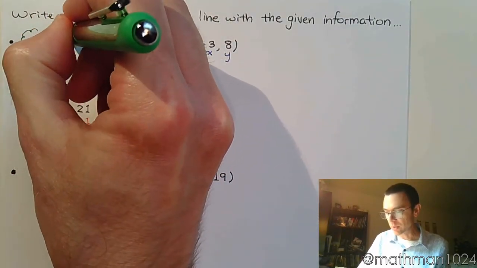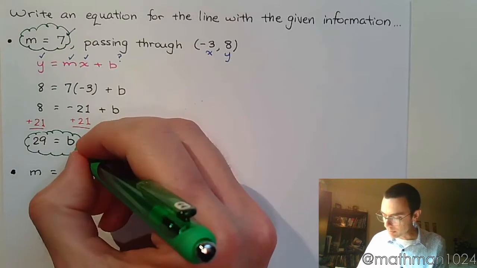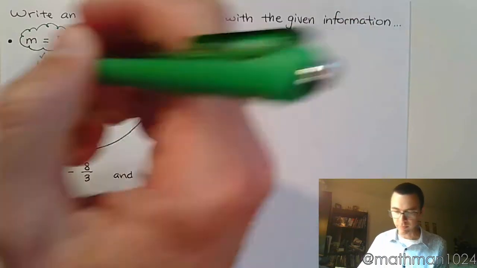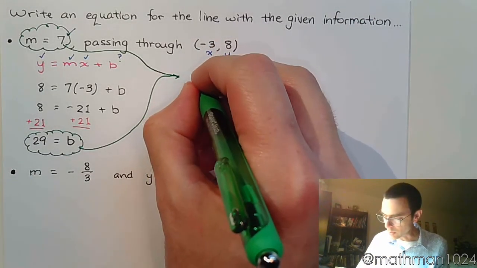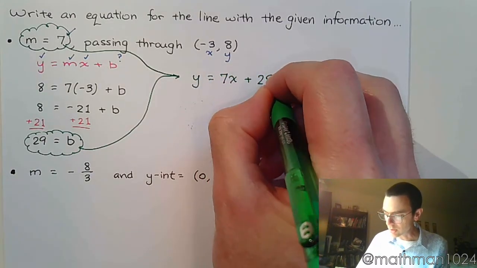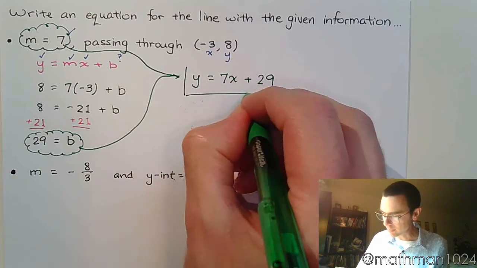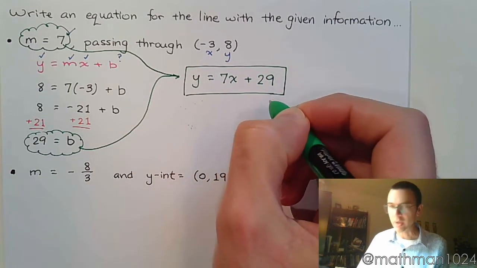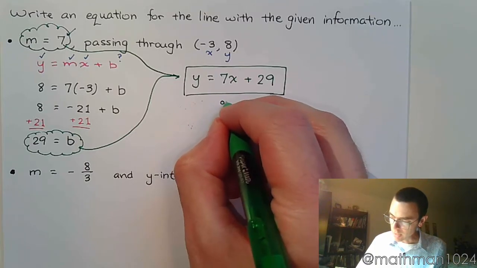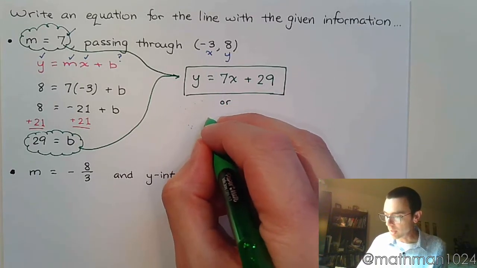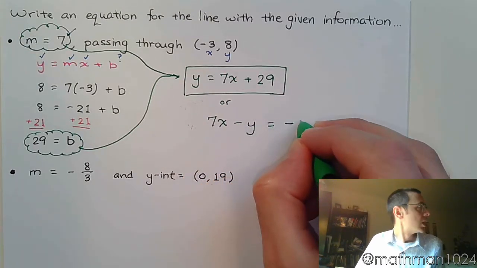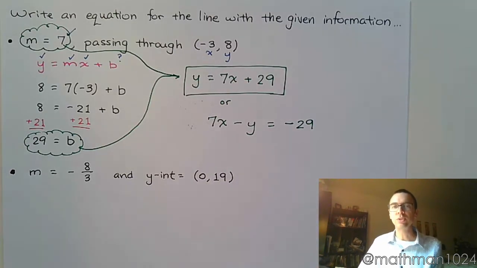M equals 7, which is the piece that you were given at the very beginning, combined with this b value, leads to the equation y is equal to 7x plus 29. Okay? And so that would be the equation in slope-intercept form. Now you can do some manipulating and rearrange some terms, and you want to put this in standard form. That would be 7x minus y is equal to negative 29.